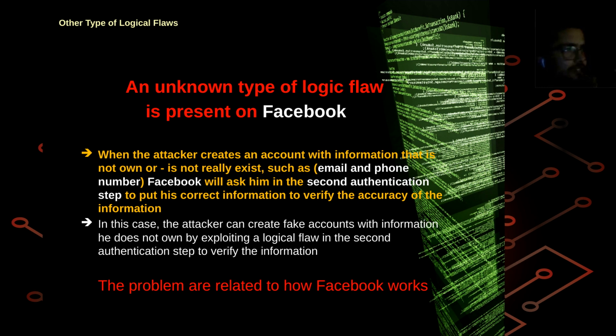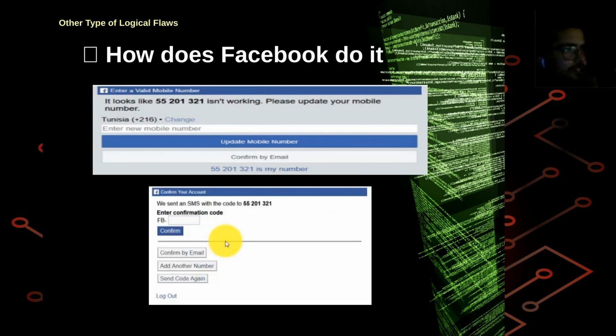So the problem is related to how Facebook works. As you can see here, how does Facebook do it? As you can see from these two pictures, this is the wrong number that we put in Facebook. So Facebook has tried to tell us that this number isn't working, so we need to edit our real phone number. And then we tell Facebook that they have sent this code to this phone number, but in reality it is not our number.